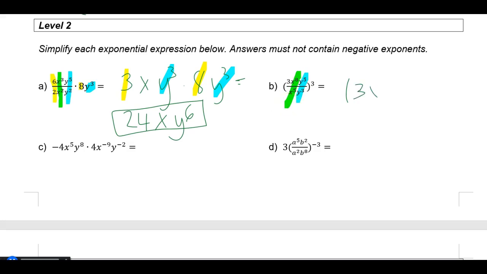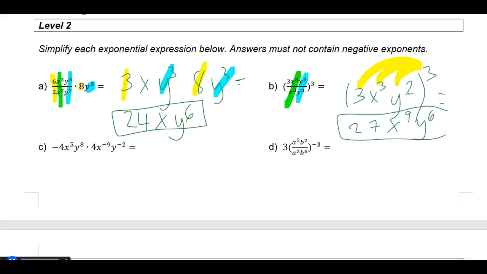We didn't do anything with the 3. There are 3 x's left over when you cross out. There are 2 y's left over, and all still being given to the exponent. Now we do this 3 times this 3, this x, and this y. And we get 3 times 3 times 3, 27. X to the 9th, y to the 6th. Because power rule says you multiply.